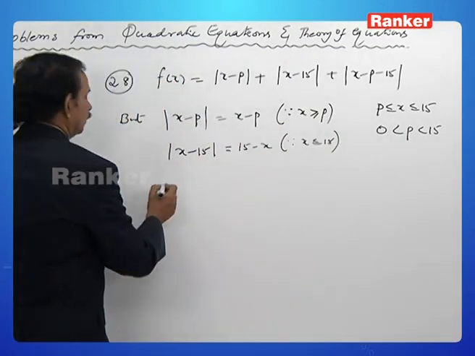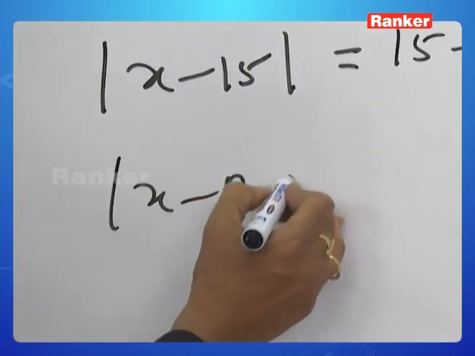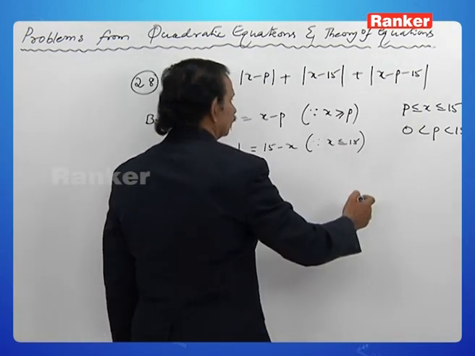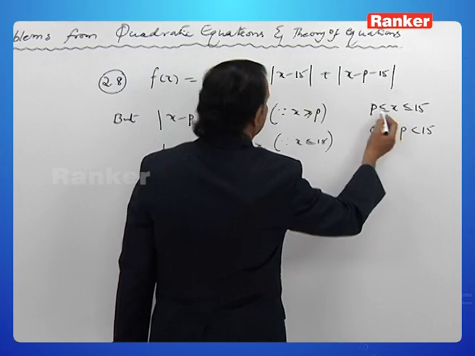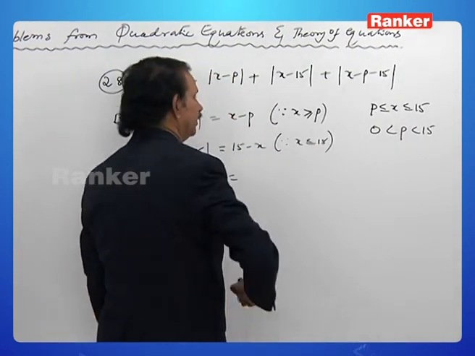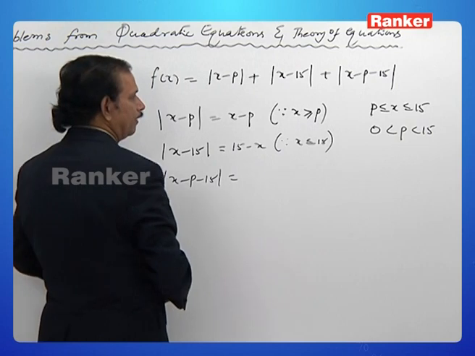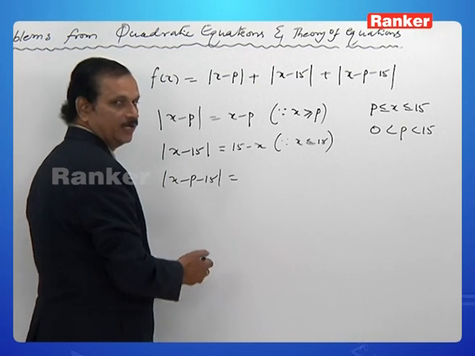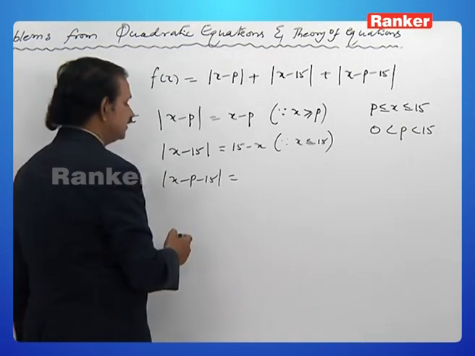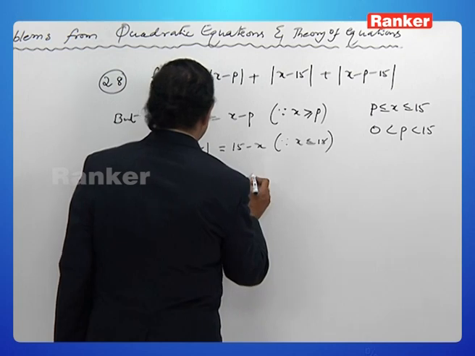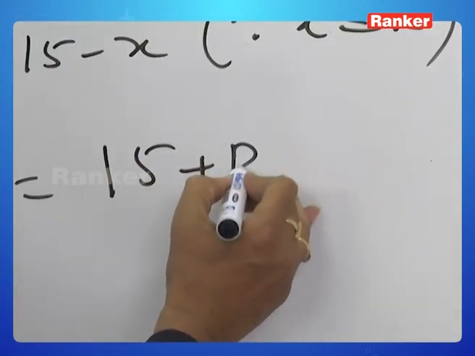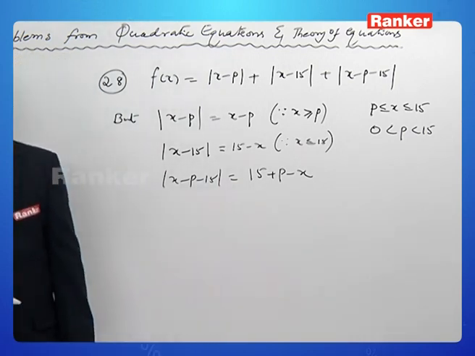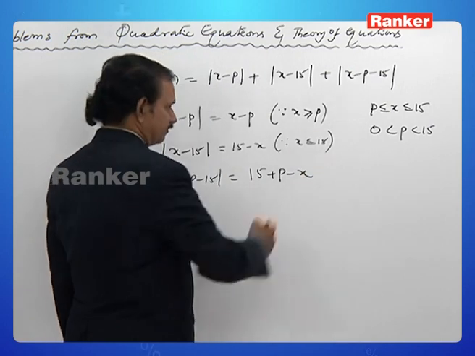And the last one, what is that? Mod x minus p minus 15. What can you say about that? You just add these two, x minus p, x minus p minus 15. Is it positive or negative? Very easy to consider that this is a negative number. So what is that? So 15 plus p minus x, that is, minus of x minus p minus 15. Making use of that result.